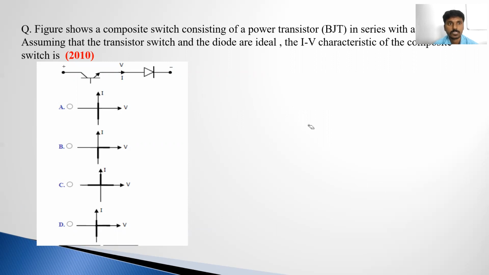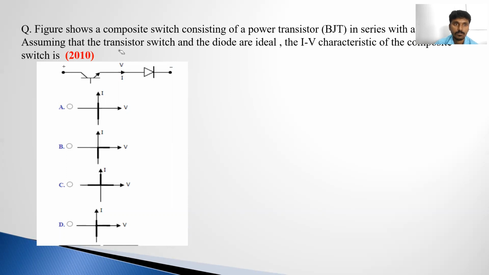See here, we are having two switches. The figure shows a composite switch consisting of a power transistor BJT in series with a diode. Assuming the transistor switch and diode are ideal, what are the VI characteristics of the composite switch? Composite switch means the combination of this BJT and diode. Clear? So what is the VI characteristics?